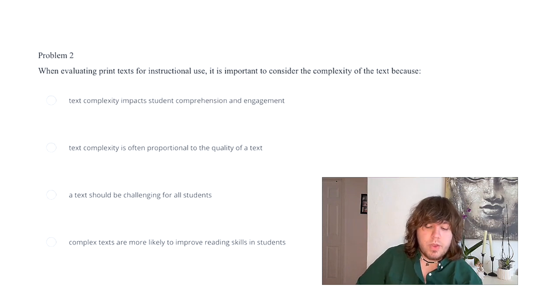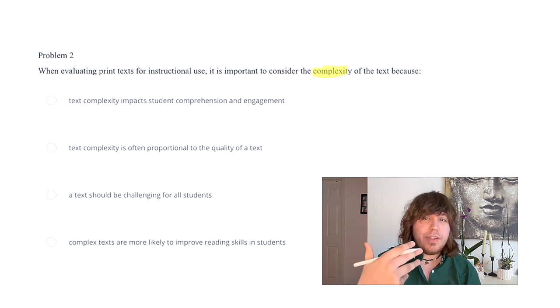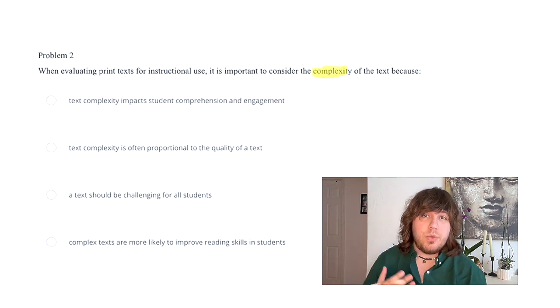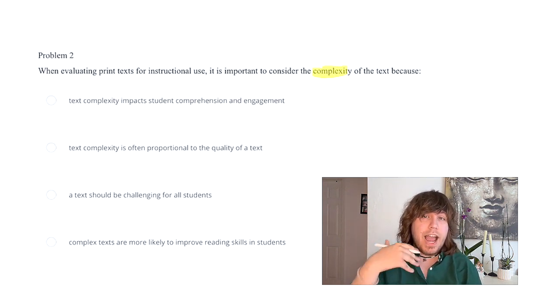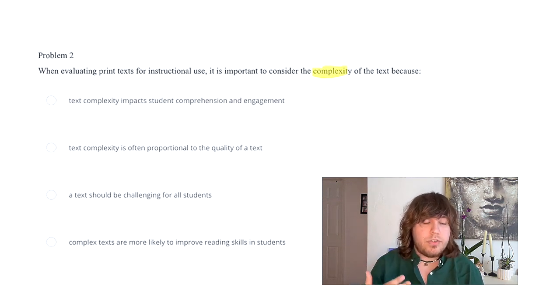Problem 2 says, when evaluating print text for instructional use, it is important to consider the complexity of the text because of one of the following 4 reasons. When we talk about complexity, we mean how difficult it is for a student to engage with the text. Does the text have a lot of high-level vocabulary? Does the text have a lot of complicated sentence structure? Okay. A says we have to consider text complexity because text complexity impacts student comprehension and engagement.